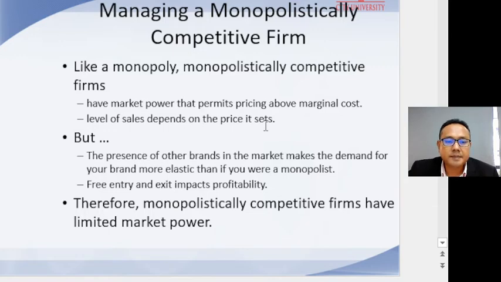So it's not 100% dependent on the market price. The level of sales depends on the price it sets, but the presence of other brands in the market makes the demand for your brand more elastic than if you were a monopolist. Free entry and exit impact profitability. Therefore, a monopolistically competitive firm has limited market power.